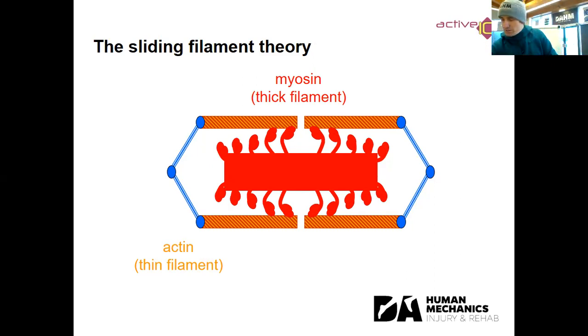filaments. Stage 3, the power stroke, myosin heads rotate. So this is your car wash. Myosin heads rotate, and they pull the actin filaments in. So that's your power stroke.